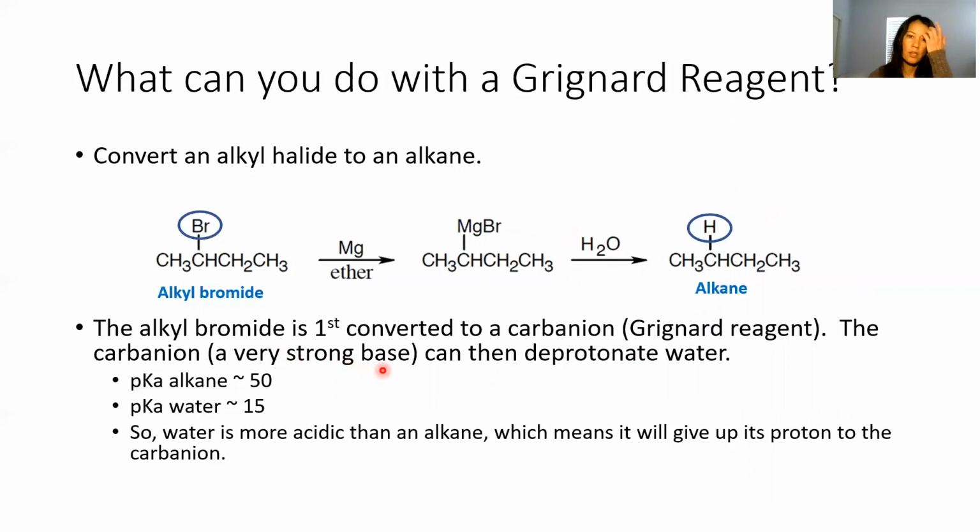Let me take you back to our acid section. The pKa of an alkane is in the 50 range. So that's very high on our list of pKa's. Water is much lower. It has a pKa of 15. That means water is more acidic. It'll want to give up its H more. Higher pKa wants to hold on to its H. So in this reaction where you have a C- here, water is going to act as an acid and give up its H, and you'll generate your alkane product.